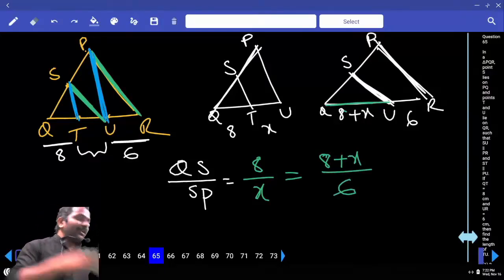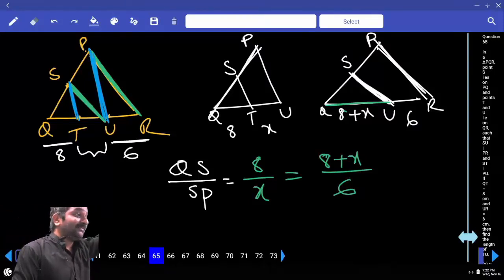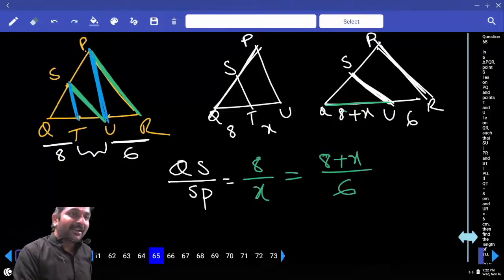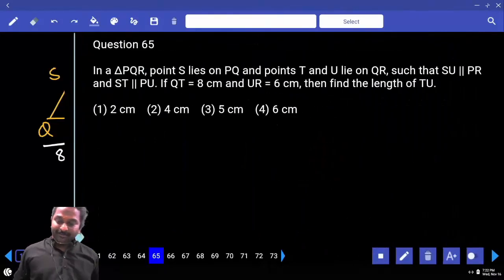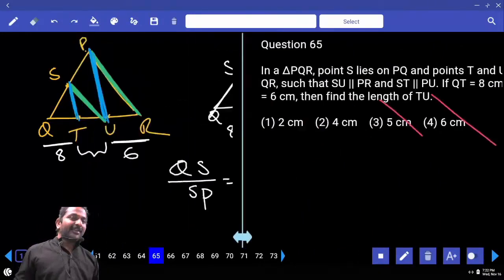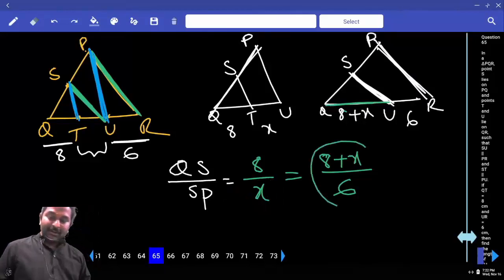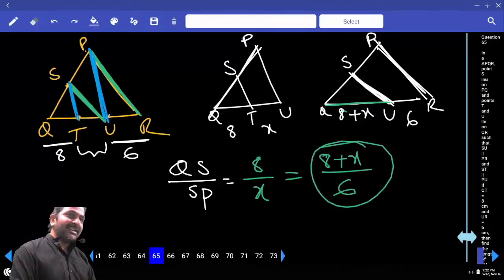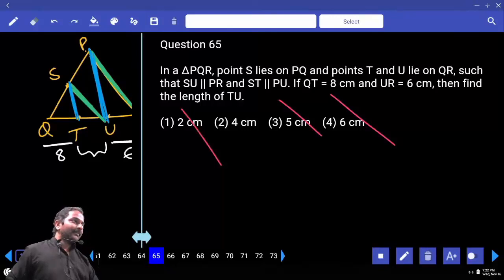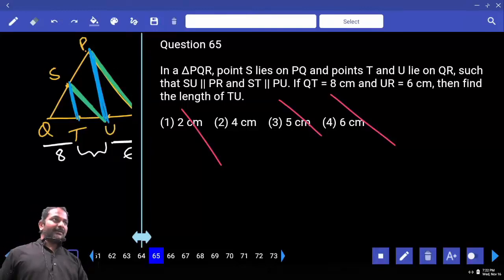Instead of solving that equation, can you go and verify options? X must be a factor of 8, as X is in the denominator. Look at options. How many factors of 8 do we have? Either 2 or 4. Substitute 2: 8 by 2 is 4, 8 plus 2 is 10 by 6, satisfies? Otherwise substitute and you will get the answer. Okay.